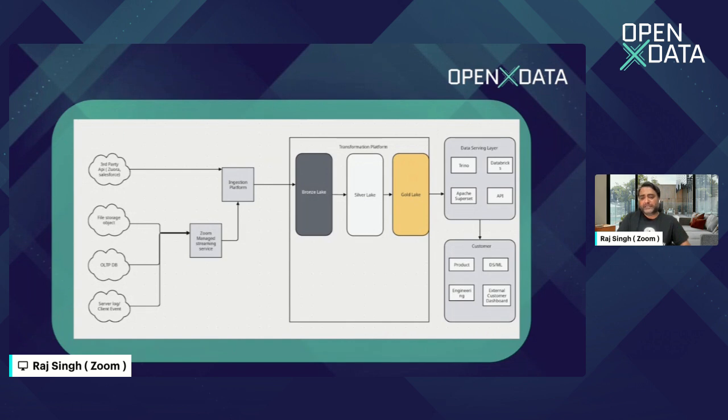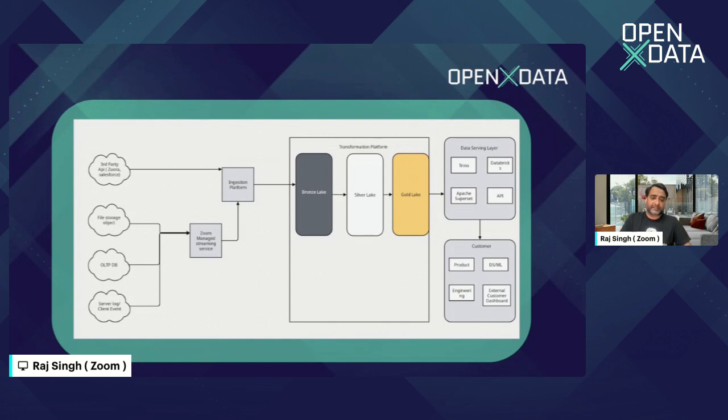So we have multiple data sources like third-party vendors, Jira, Salesforce. We have file storage objects, and then we have an OLTP MySQL database, and then we have telemetry data where client events and server logs are there. So we built our own ingestion platform and we have our own managed streaming services, which are ingesting all the batch jobs and the real-time jobs. And once these jobs are ingested using our ingestion platform into our data lake, we created a lakehouse and did data modeling on top of our lakehouse.